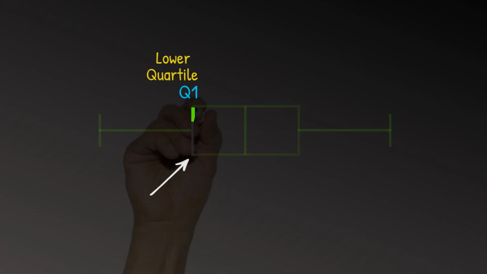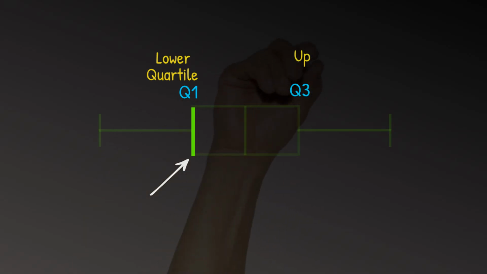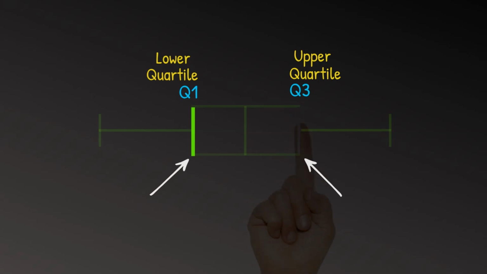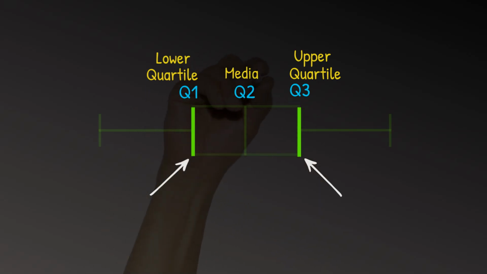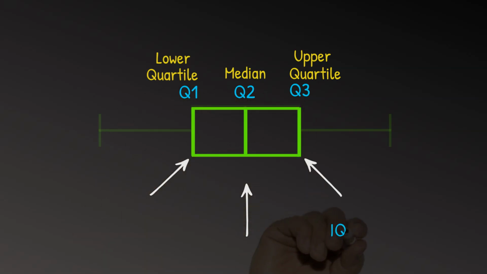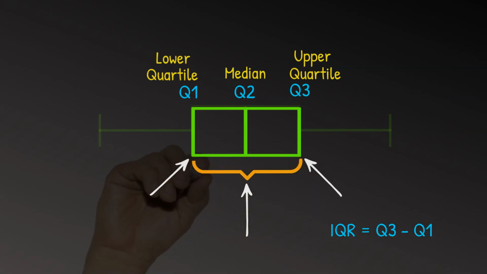So a box plot, or a box and whisker plot, is a way to represent our data graphically. So for the box part of the plot, we have Q1, or the lower quartile, as the left side of the rectangle. Q3, or the upper quartile, is the right side of the rectangle, and Q2, or the median, is somewhere inside this rectangle. And as the interquartile range is Q3 minus Q1, you can see that the box part also represents the interquartile range.